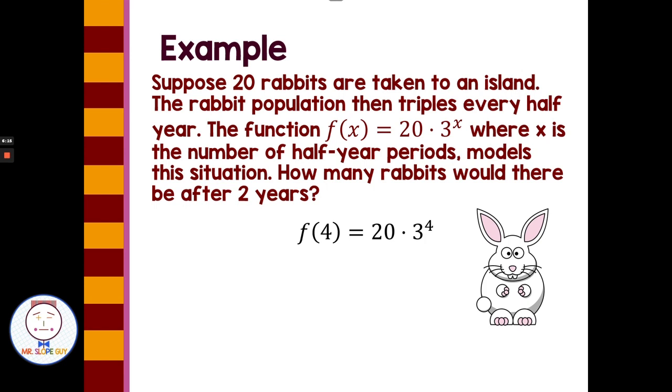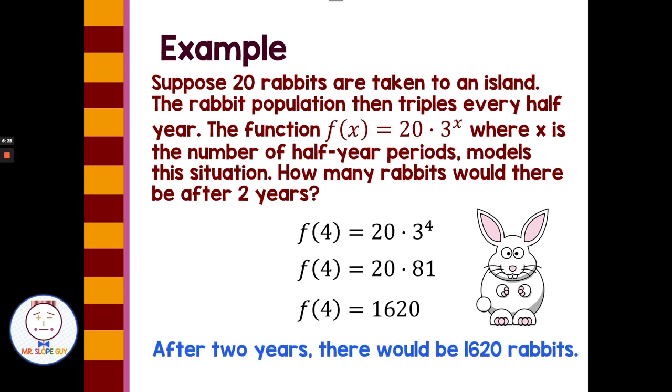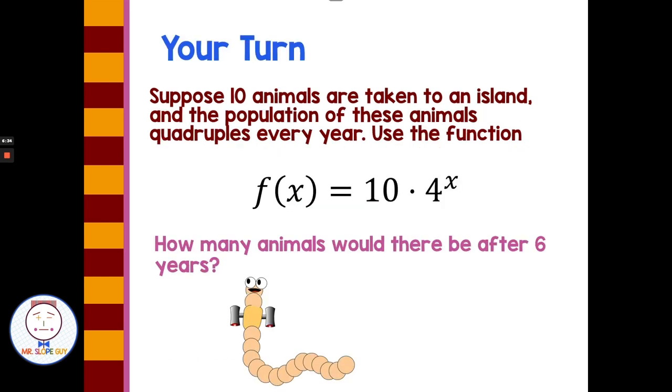So f of 4 would be 20 times 3 to the 4th. 3 to the 4th is 81. 20 times 81, 1,620. That's a lot of rabbits. So after 2 years, there would be 1,620 rabbits. All right, I think you guys are ready to try one on your own.